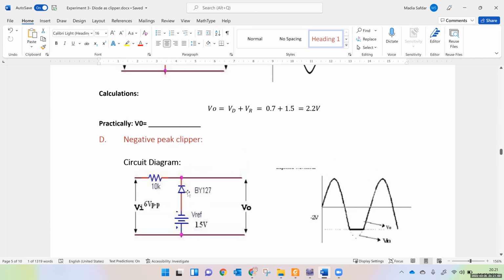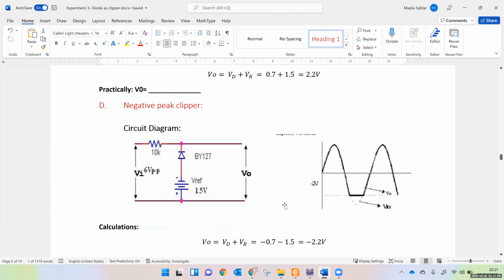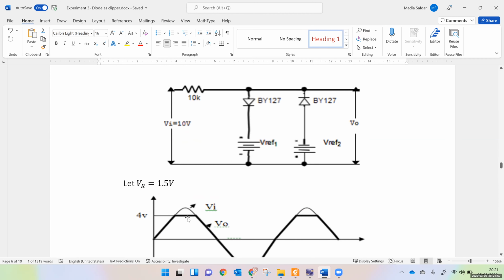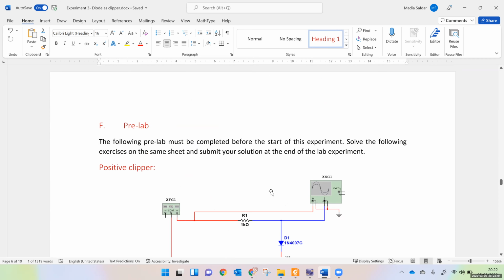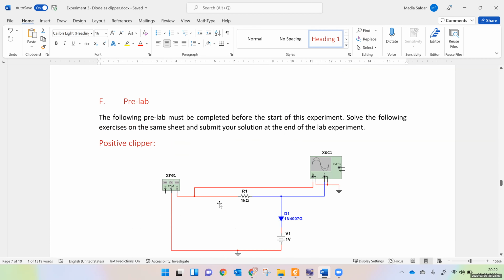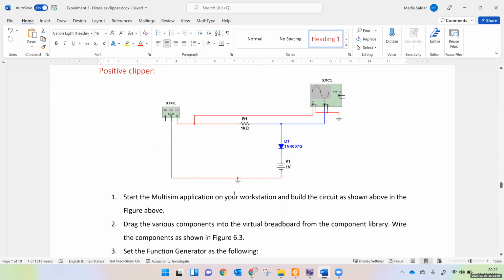This is the negative clipper. In this part, the negative waveform is clipped away, and then this is the double-ended clipper, where both positive and negative sides are clipped away. So this is your pre-lab. What you have to do is complete this pre-lab before coming to the next lab.